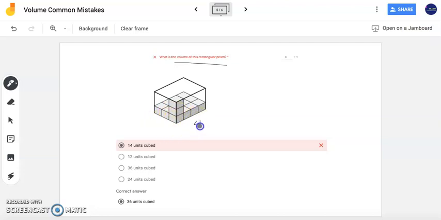So my length here is 4, my width is 3, and for this height, I can see all the cubes that create my height. So we have 1, 2, 3 cubes here. I'll just put the height here as 3. So now again, I'm going to do 3 times 4 times 3. That's all I'm going to do: my length times my width times my height. 3 times 4 is 12 times 3, and 12 times 3 is 36 units cubed.